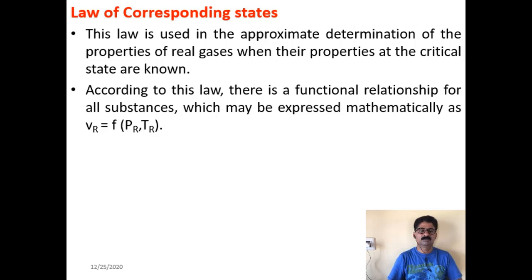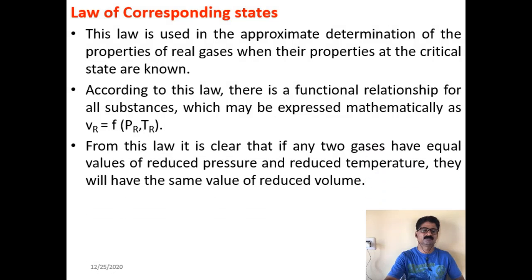According to this law, there is a functional relationship for all substances which can be expressed mathematically as VR is equal to a function of PR and TR. So what is the meaning of this? From this law, it is clear that if any two gases have equal values of reduced pressure and reduced temperature, they will have the same value of reduced volume. That is the meaning of this expression.